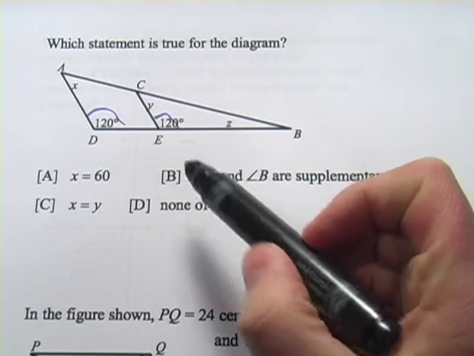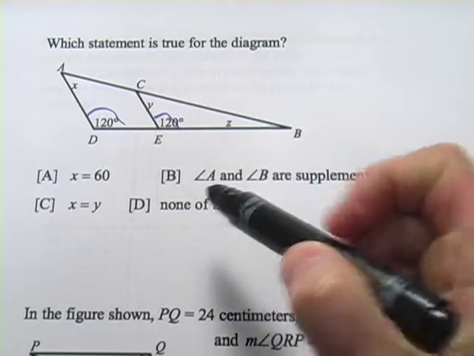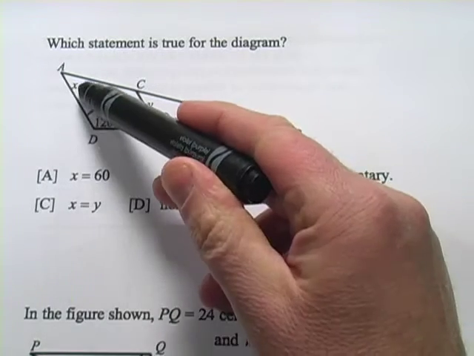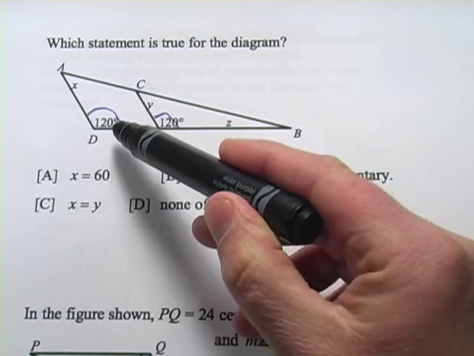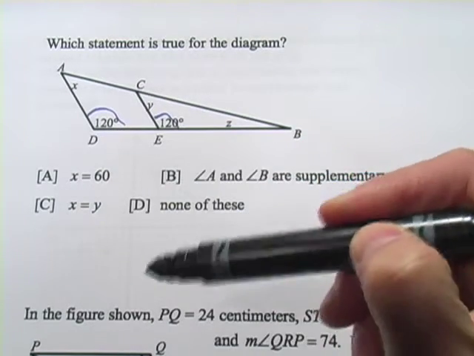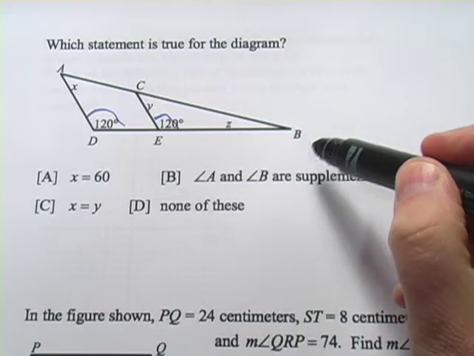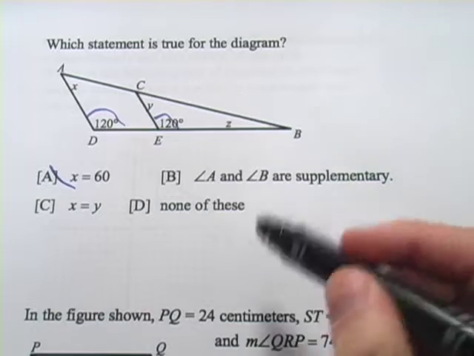Let's take a look at what the question is asking. It says, which statement is true for the diagram? A, x equals 60. Well, if x was 60 here, we'd have 60 plus 120. That would be 180 degrees already in a triangle for only two angles. That wouldn't leave anything left over for angle B. So that's not going to be it.